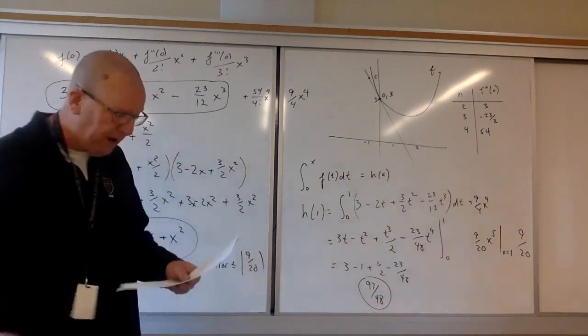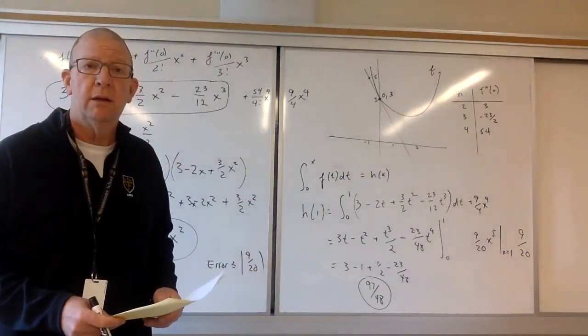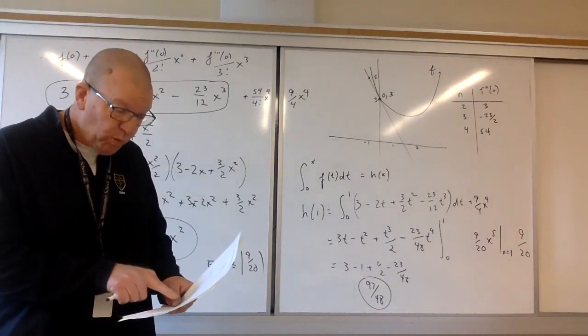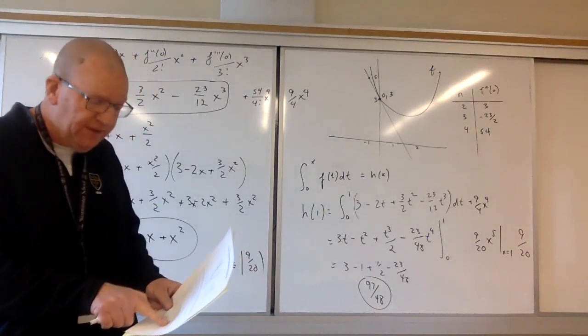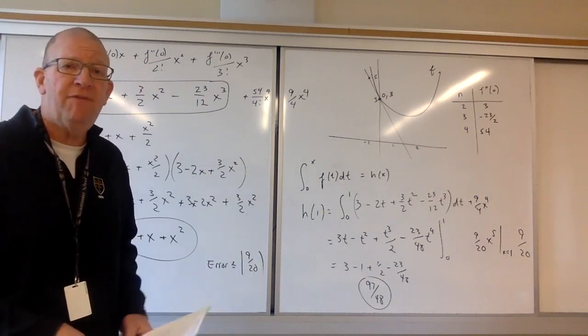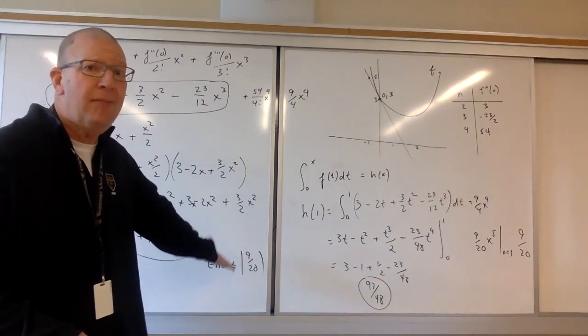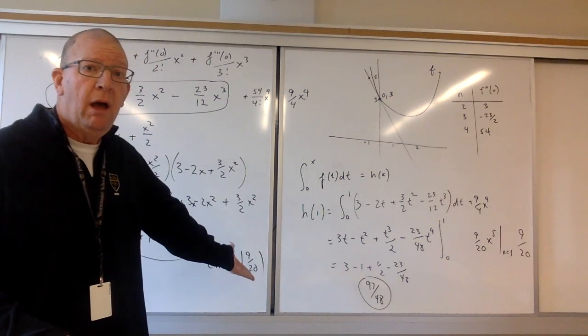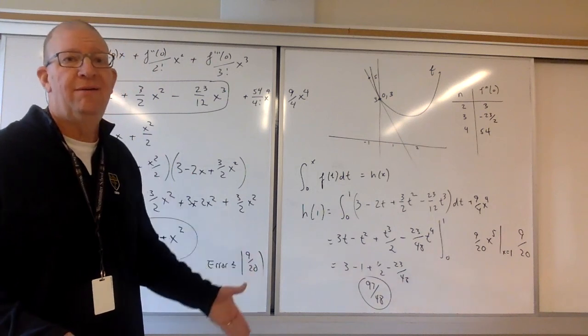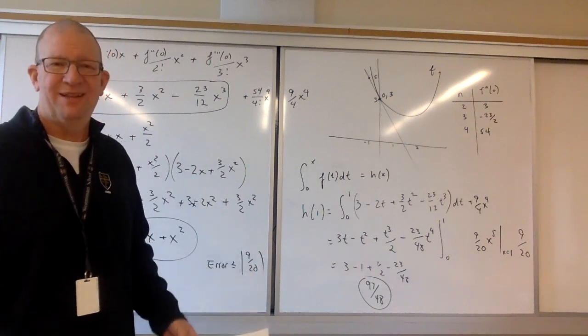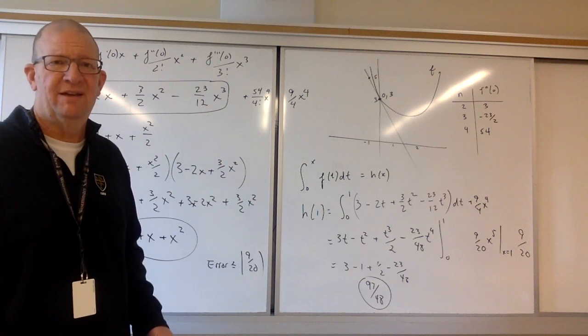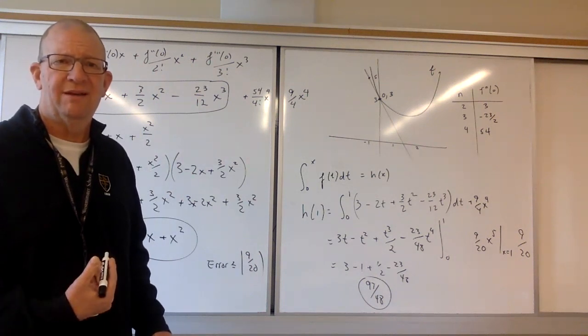Well, how does that compare to 0.45? Because it says here, we have to show that the approximation differs by at most 0.45, but I showed that it differs by at most 9/20. Oh, 9/20 is 0.45. I guess we win.